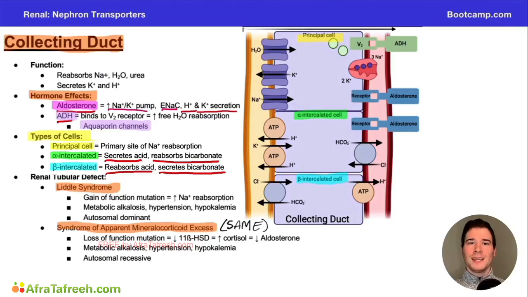Liddle syndrome is a gain-of-function mutation that decreases sodium channel degradation in the collecting duct. Because of this, we have more sodium channels, an inability to degrade them, and thus we reabsorb more sodium over time. If we reabsorb more sodium, we've talked about how this is going to affect our volume status as well. This presentation is very similar to something called primary hyperaldosteronism, because the primary effect of aldosterone, we said, was to reabsorb that sodium.